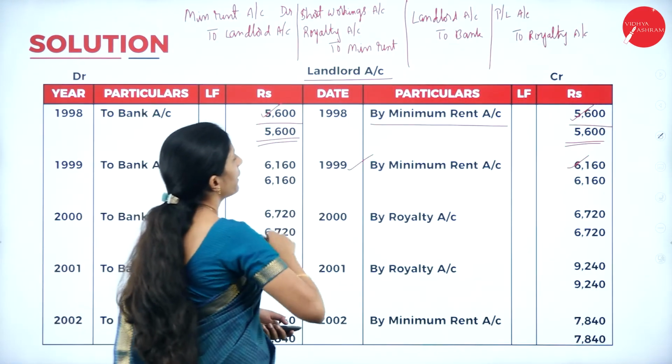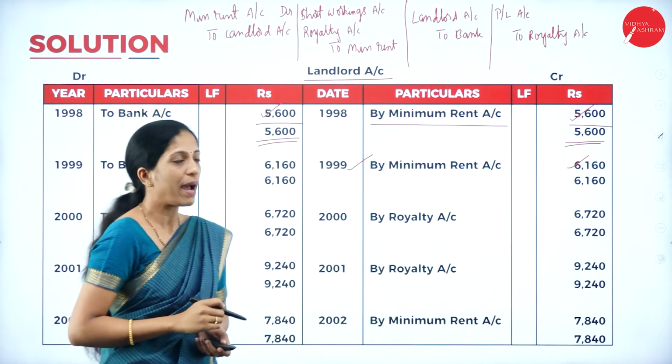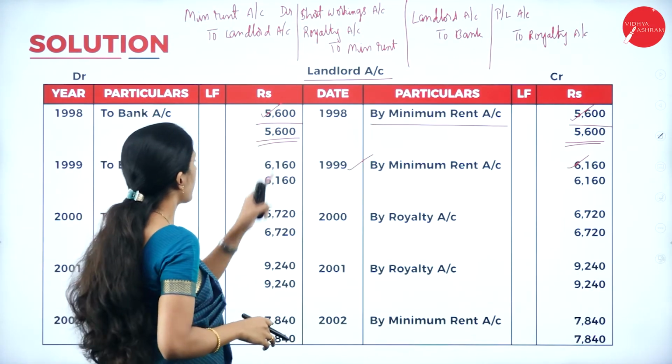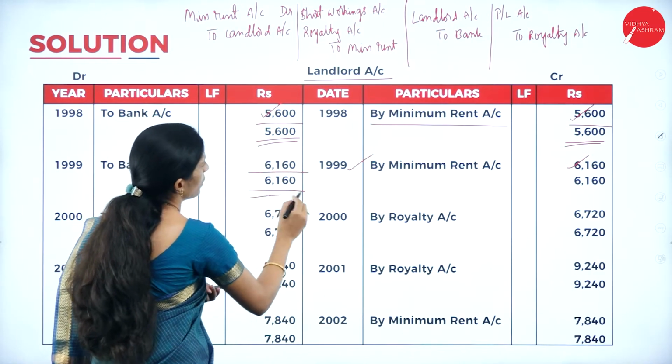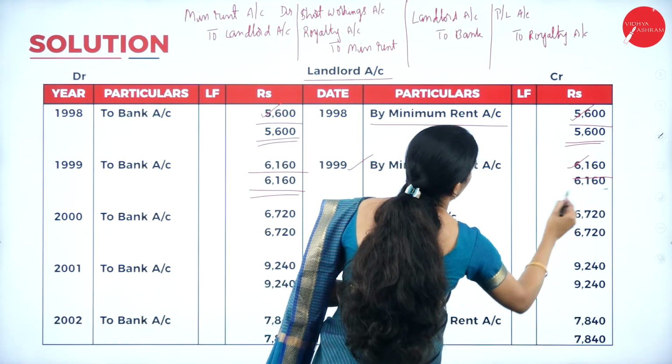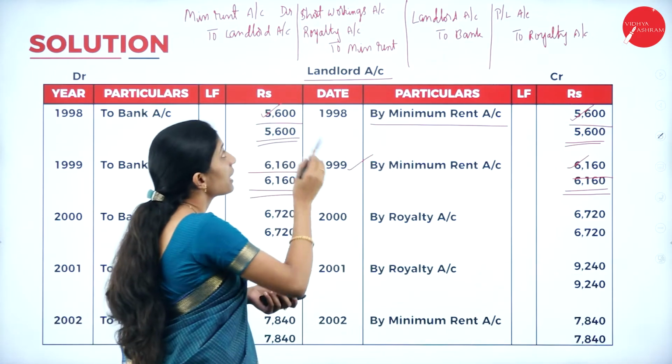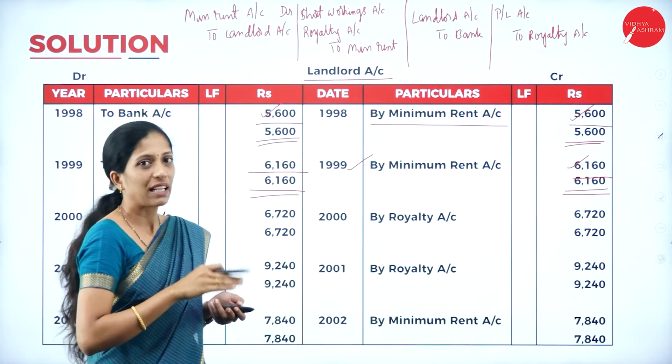Now come to the third entry, landlord account debit to bank account. So in landlord account, how do you write? To bank account 6,160. So here we are closing the account. Next, we have no need to prepare the bank account.